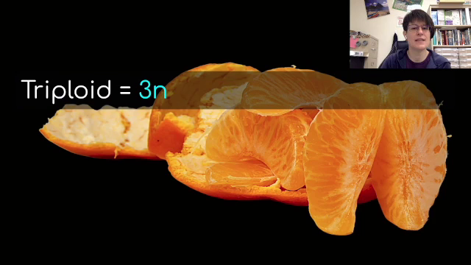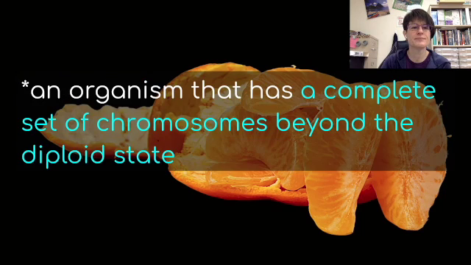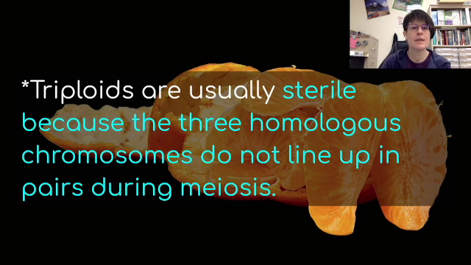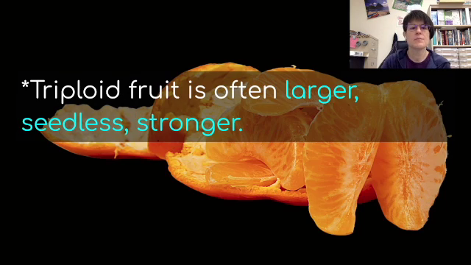So if there's 3N, that's called triploid. This is when an organism has a complete set of chromosomes beyond the diploid state. It happens when you have a haploid and a diploid gamete joining together. Triploids are usually sterile because the three homologous chromosomes do not line up in pairs during meiosis. So, how you would recreate them, say seedless oranges, because some examples of triploid fruit are triploid fruit that are often larger, seedless, and stronger. So, after you produce this, say a seedless orange or seedless grapes or seedless watermelon, you then have to reproduce them asexually.